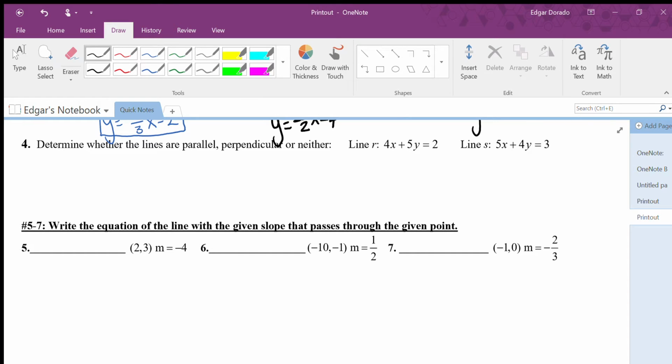So it says for number 4, to determine whether the lines are parallel, perpendicular, or neither. Well, let's remember a little bit. Parallel means we have the same.